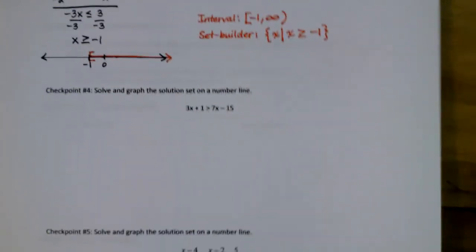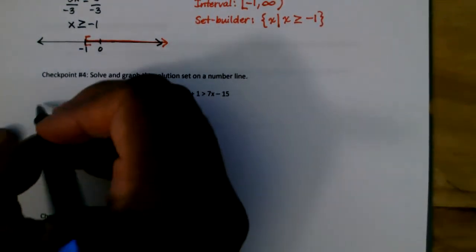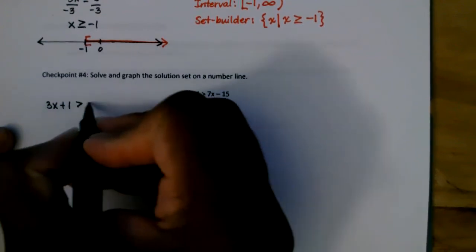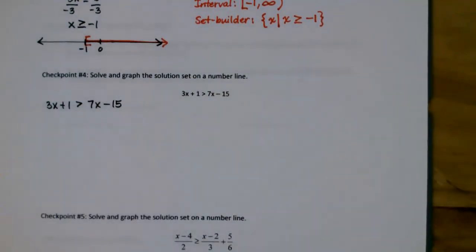All right, here's another example. Solve and graph the solution set on the number line. Let's say we got variables on both sides of this inequality: 3x plus 1 is greater than 7x minus 15. All right, so now we're going to solve this inequality for x.